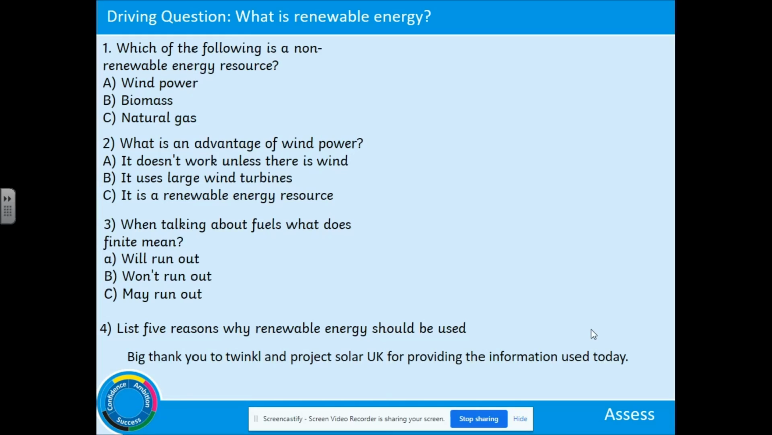Now, we're at the very last slide. The activity for today is to answer the following questions. We have 4 questions. Questions 1, 2, and 3 are multiple choice questions. So please read them carefully and answer the questions. Question 4 is asking you to list 5 reasons why renewable energy should be used.